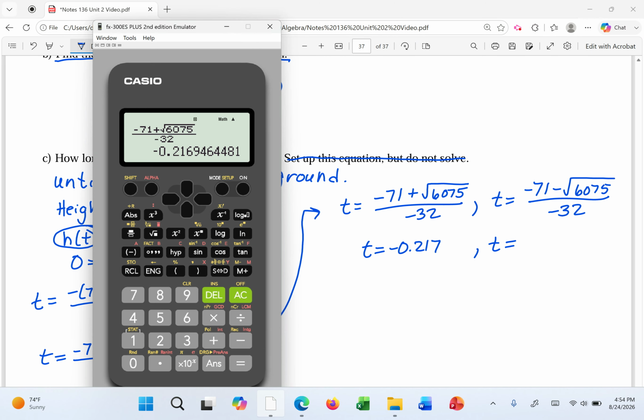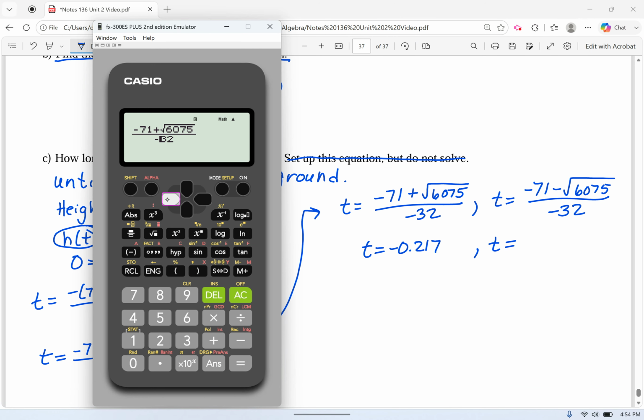And let's go ahead and put that second one into the equation. And remember our shortcut, you can always hit this back arrow. And all we have to do is delete the plus and make it a minus. And we have the second one. Again, it simplifies it for us, but we want the decimal. So that's 4.654.